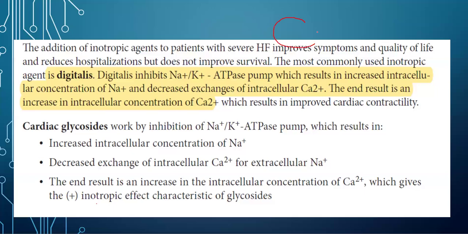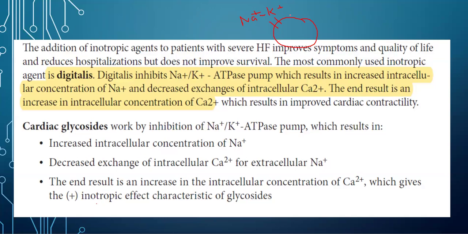So let's get a basic idea. You know that every cell has got a sodium potassium pump. Okay. And what will happen with this sodium potassium pump? This sodium potassium pump is needed for, sorry, the sodium will go out and potassium will go into the cell.